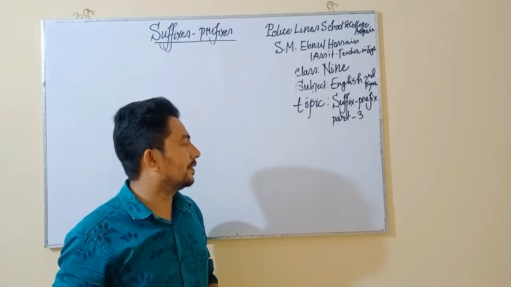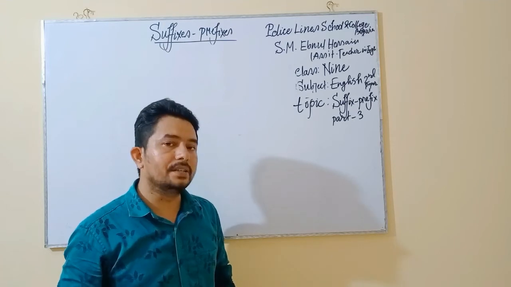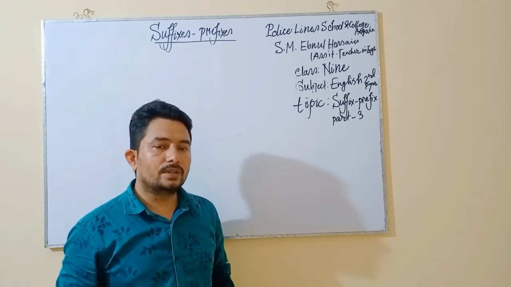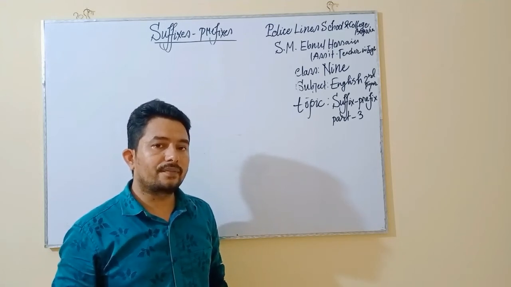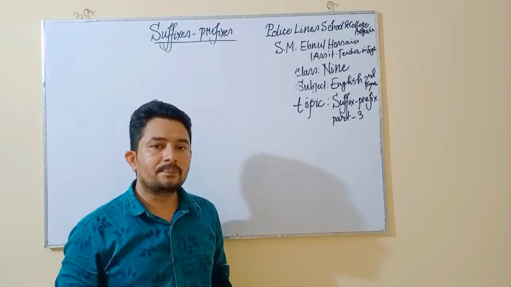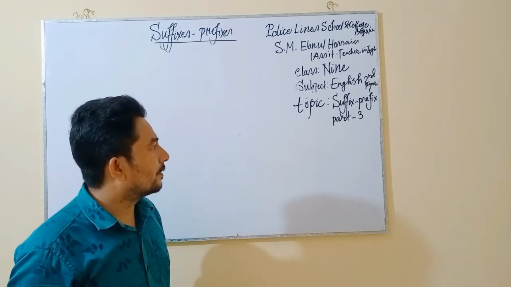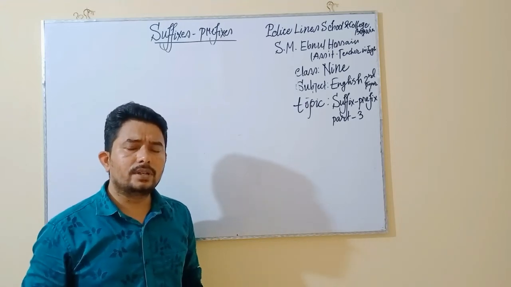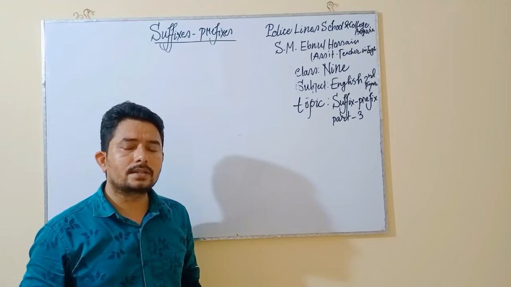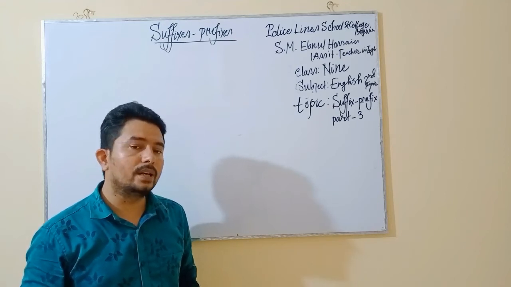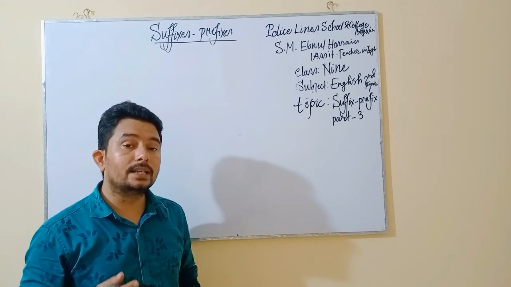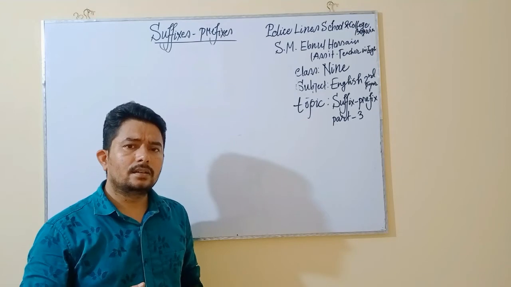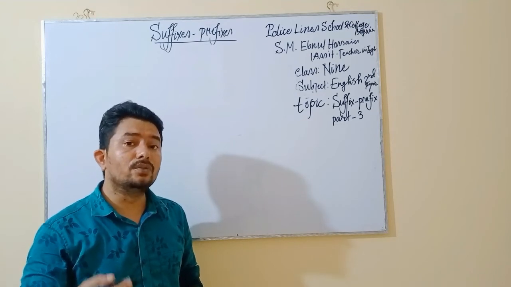Suffix and prefix. This is part 3 of suffix and prefix, because you know that we discussed part 1 and part 2 in the previous classes. In the previous class we discussed the details about suffixes. What is a suffix? We learned that a suffix is a group of letters which is fixed after the word to form a new word.